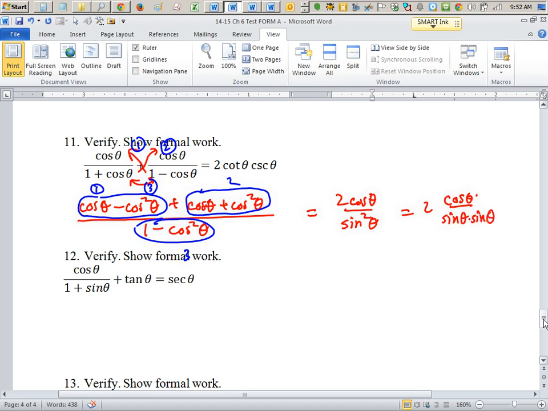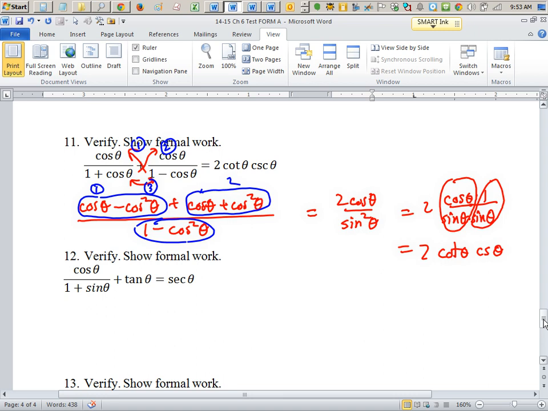Or even a cosine times 1 over a sine. I'm sorry, a cosine times 1 over a sine times sine. And you can kind of just group it into cot, cosecant. There's your cot. There's your cosecant. So that one's proven.